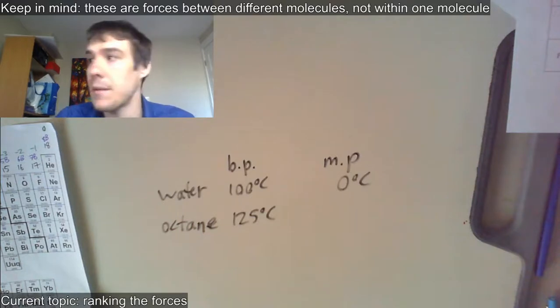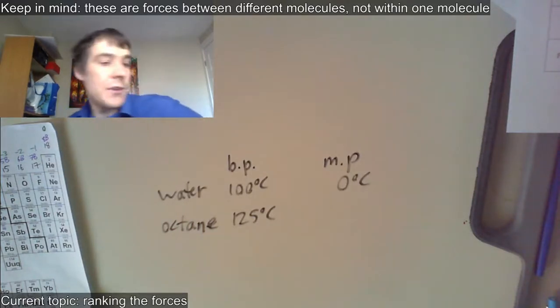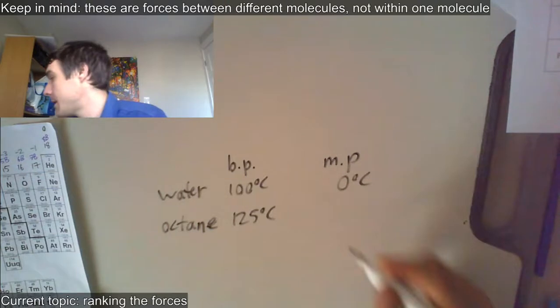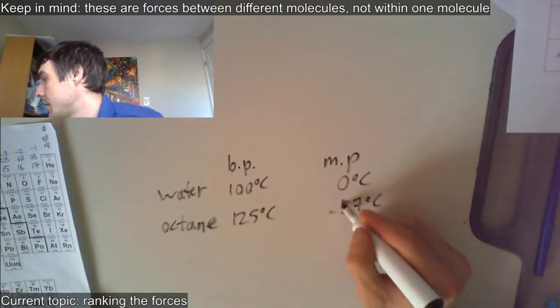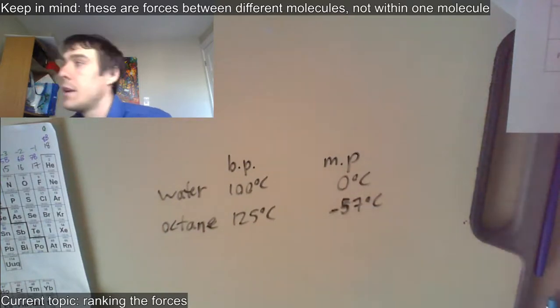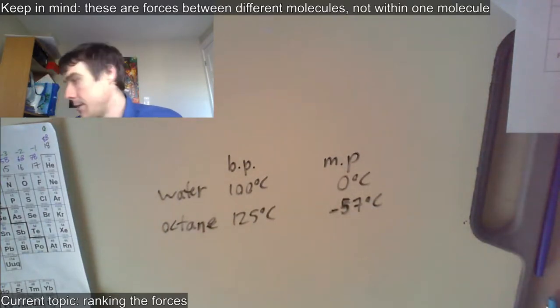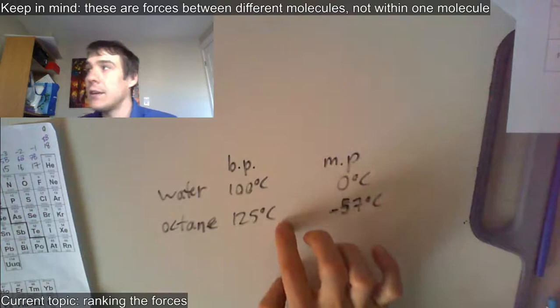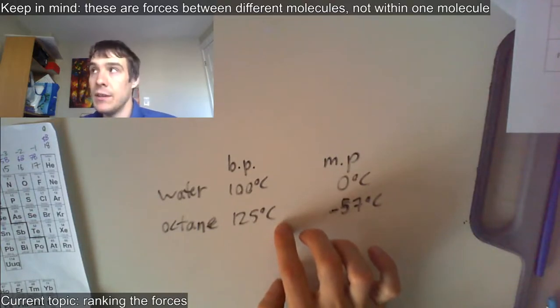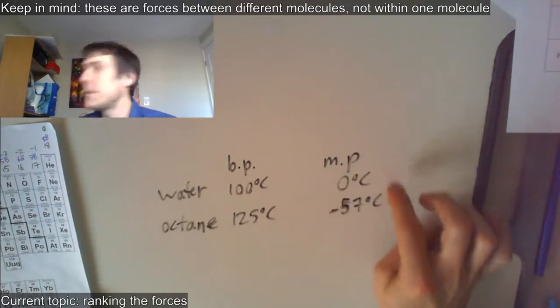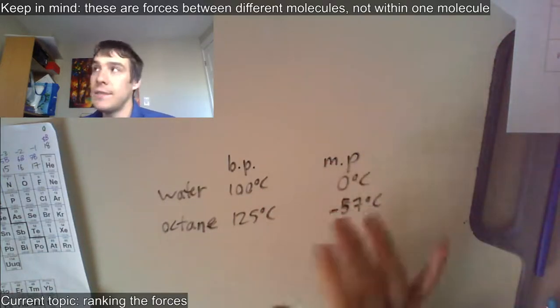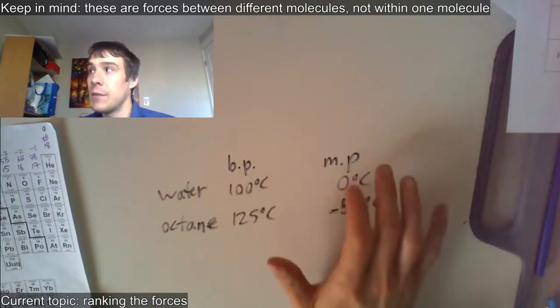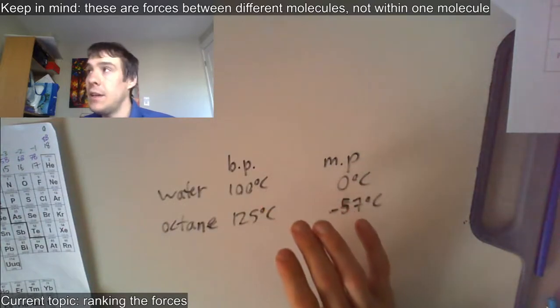I'm going to look it up for a sec. I love that pause feature. The melting point of octane is minus 57 degrees Celsius. So even though the boiling point is higher due to more forces on it, the melting point is actually lower because there are different transitions and different things become more important for melting point versus boiling point.